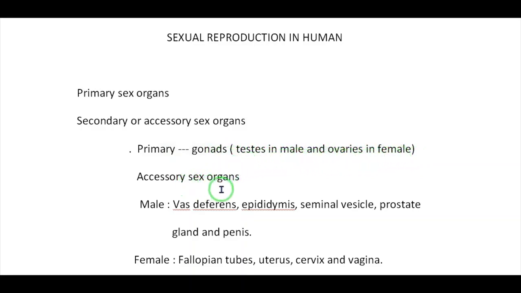Next, the accessory sex organs. The male accessory sex organs are the vas deferens, epididymis, seminal vesicle, prostate gland and penis. In female, they are the fallopian tubes, uterus, cervix and vagina.